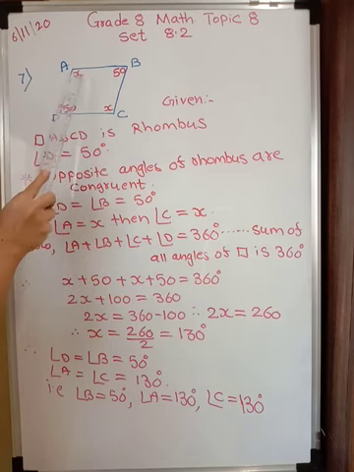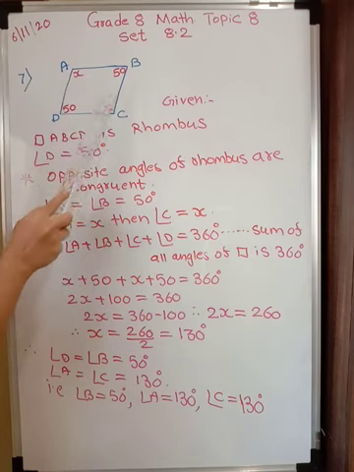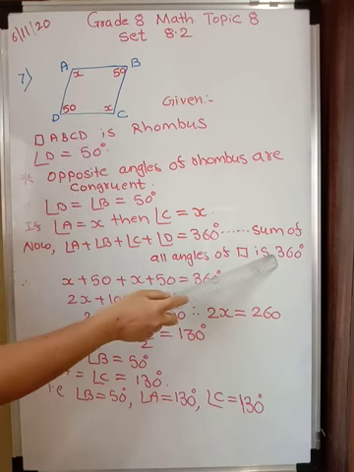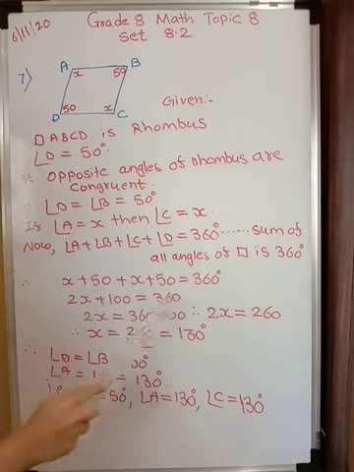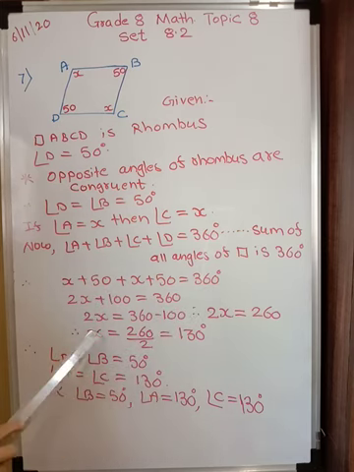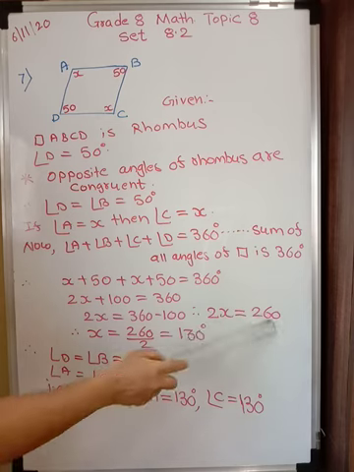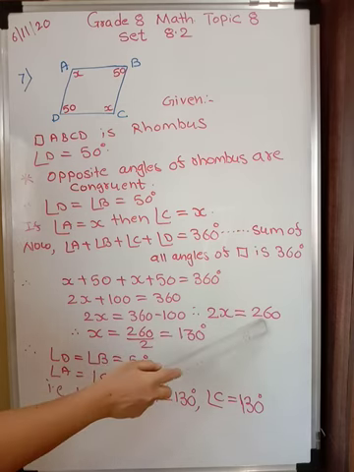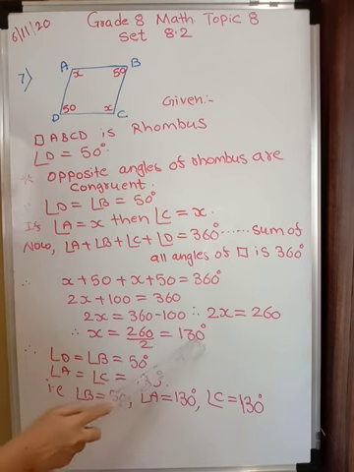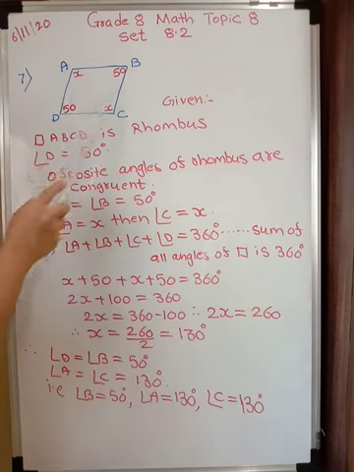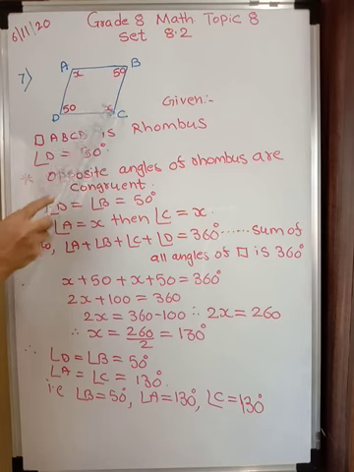Now we know one more property of a quadrilateral. The sum of all angles of a quadrilateral is 360 degrees. So x plus 50 plus 50 will be equal to 360. So we get 2x plus 100 is 360. So 2x will be equal to 360 minus 100, which is 260. And therefore x comes out to be 260 by 2, which is equal to 130. So the remaining angles are, this is 130, this is 130, and this will be 50.